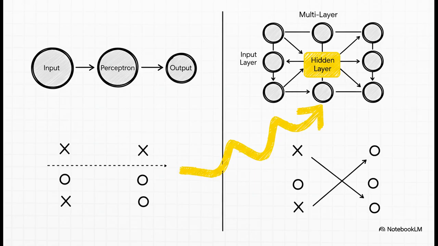The solution, when it finally came, was just so elegant. The big idea was, what if we don't use just one neuron? What if we connect them together in layers? By putting a hidden layer of neurons in the middle, the network could suddenly learn much more complex, curvy boundaries. It could finally crack the XOR problem.